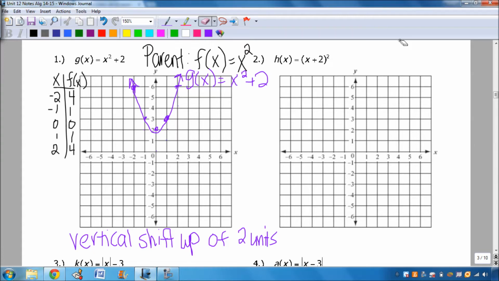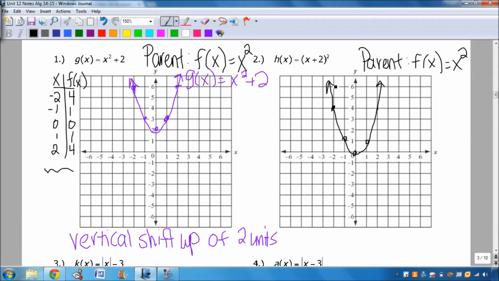In question number 2, it tells us that h of x is equal to the quantity x plus 2 squared. So same thing, I need to figure out what my parent function is going to be. And my parent function is again going to be f of x is equal to x squared. So I already figured out my table of values over here to figure out what the parent function will look like. So I'm going to graph out my parent function again because it's going to be my basis for doing my transformation. Okay? So right here, this is what my parent function will look like. So this is f of x.